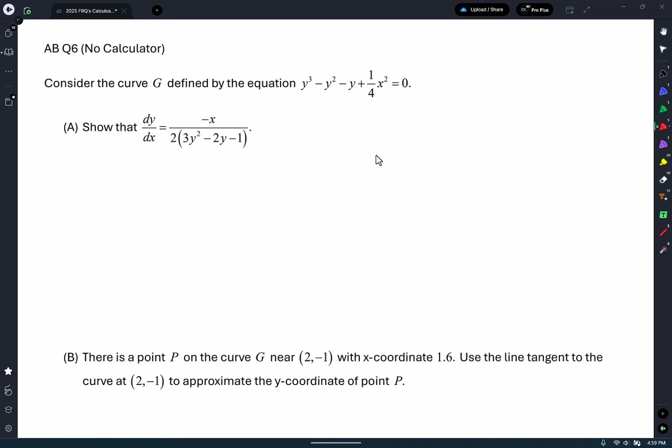Okay. It says, consider the curve G defined by the equation y cubed minus y squared minus y plus 1/4 x squared equals 0. Show that dy dx equals that expression. Okay, so we're going to take the derivative of this implicitly.